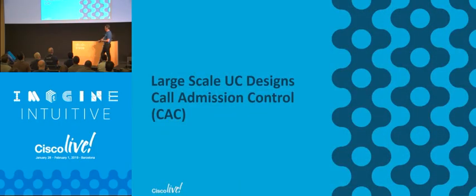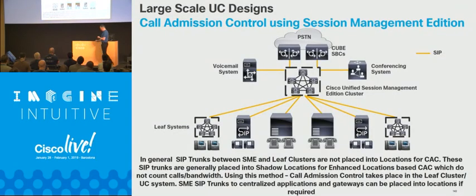Okay, and so let's look at call admission control briefly. If I've got multiple systems down here connecting to Session Manager, this could be the UK cluster, for example, and I could have 15 or 20 branches in the UK. I'll place each of those branches into a location, and I'll count calls in and out of those branches. On these trunks here, you're not going to put these trunks into a location. So typically the trunk from the call manager up to SME is going to be in a shadow or phantom location, because I'm not counting calls over this. This is like an MPLS connection. It's not like I've got one WAN link here.